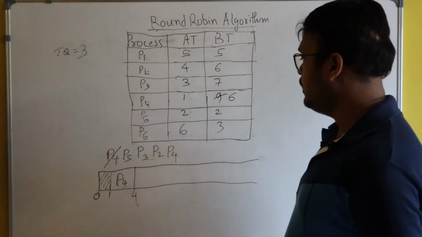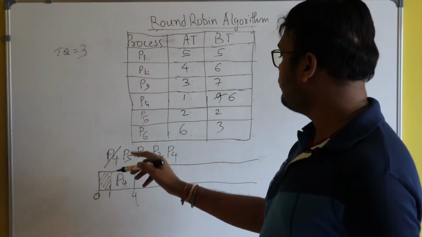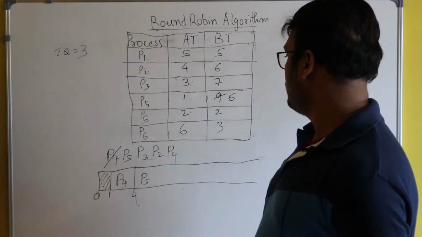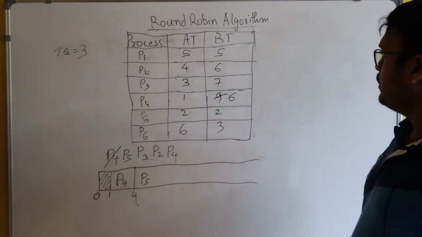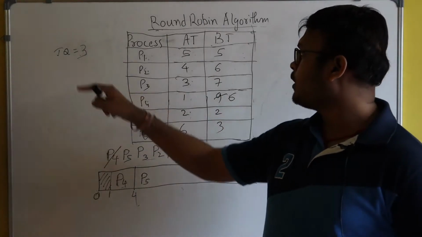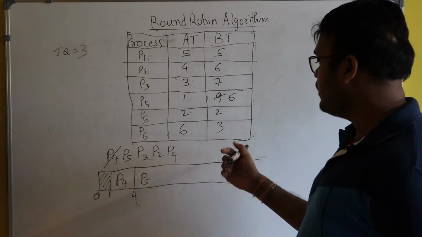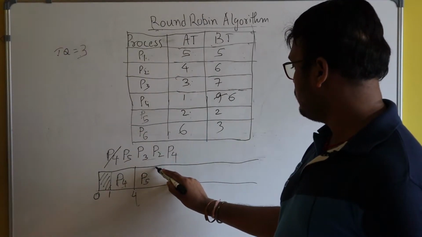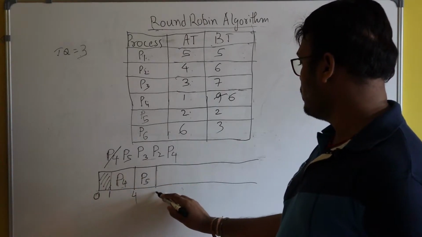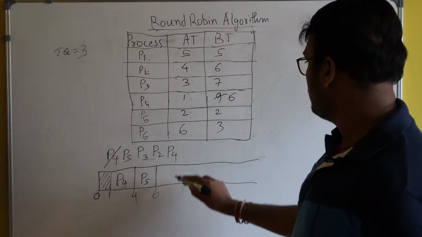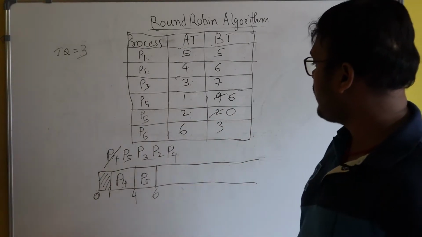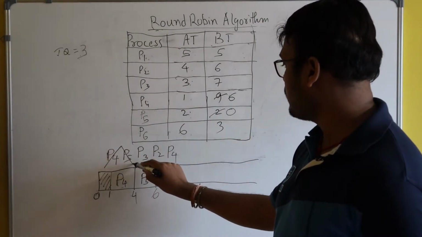Fine. Now CPU will be given to P5. So here I will write P5. You can see here the burst time for P5 is only 2 seconds. It means less than time quantum. So P5 will fully execute for 2 seconds. No need to execute for 3 seconds, because the burst time is only 2 seconds. So 4 plus 2, 6. Since P5 has fully executed, it will be 0. It means P5 is done. The task of P5 is over. So completely remove P5.